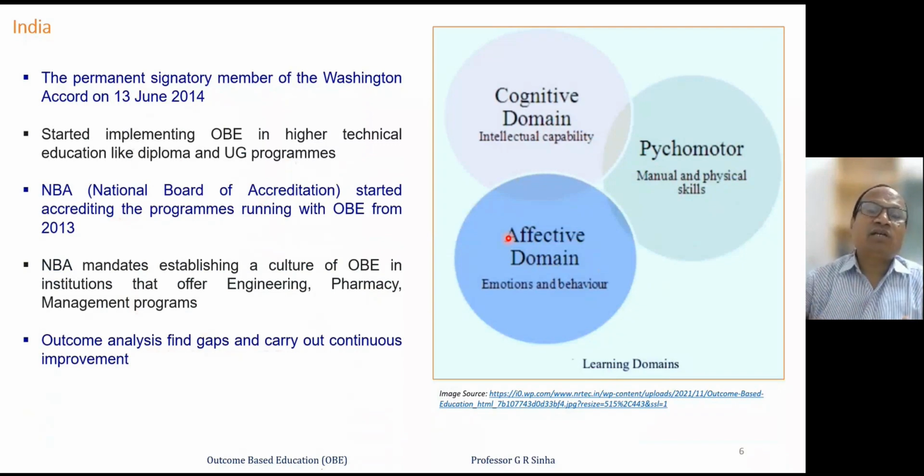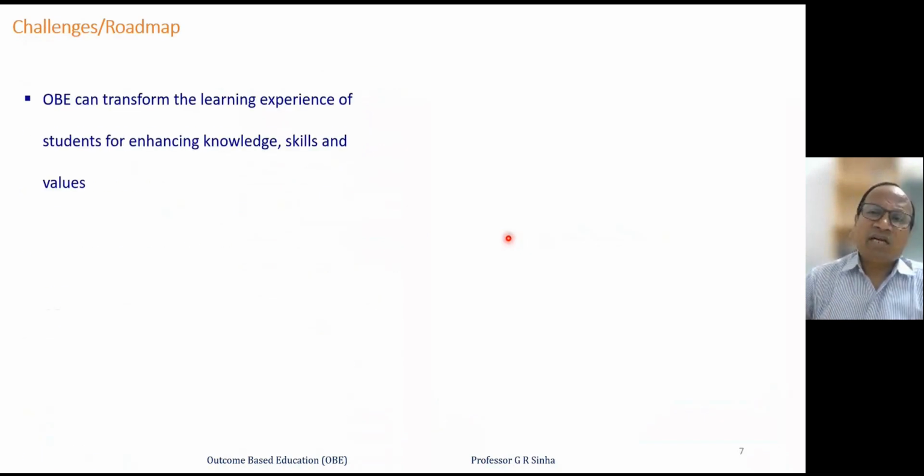So when we say that a student is demonstrating good student learning outcomes, his learning must include all these domains, all these abilities, and that must be demonstrated by the student in terms of very good pragmatic knowledge, a set of skills, and some very essential values in practicing as a responsible workforce. So what are the challenges and roadmap?